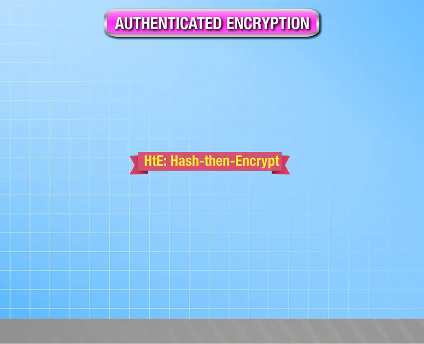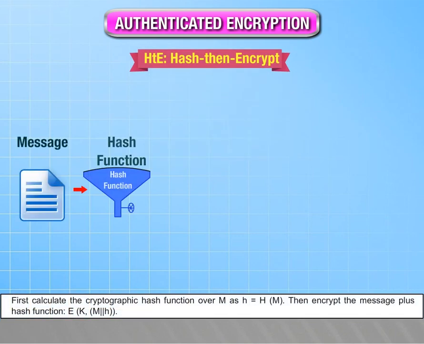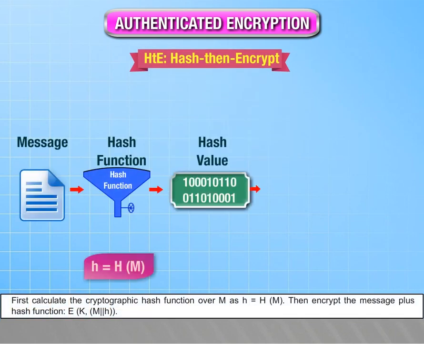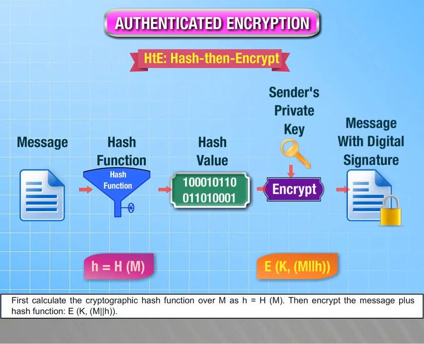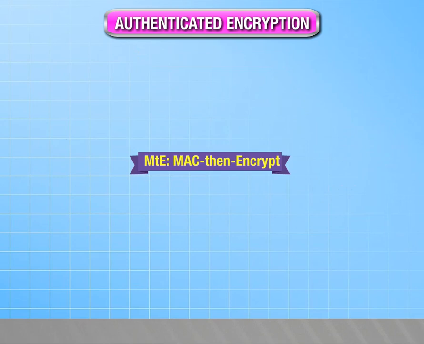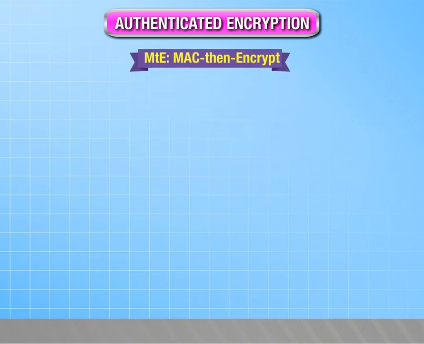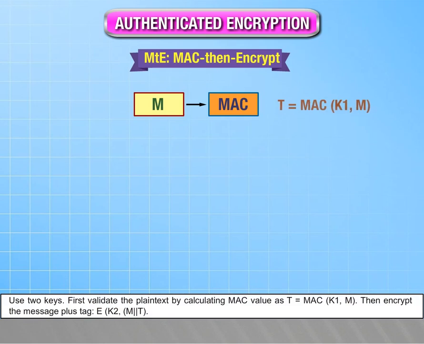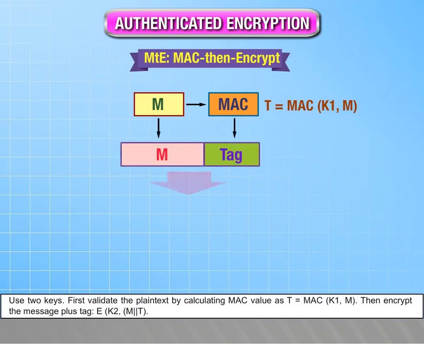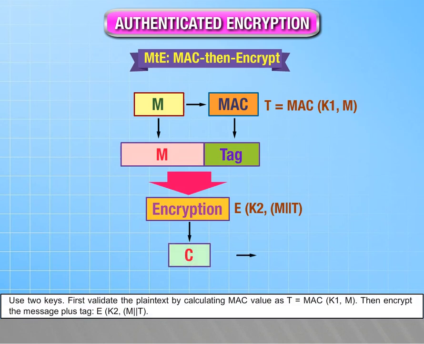HTE, hash then encrypt. First, calculate the cryptographic hash function over M as h = H(M). Then encrypt the message plus hash function: E(K, M || h). MTE, MAC then encrypt. Use two keys. First, validate the plaintext by calculating the MAC value as T = MAC(K1, M). Then encrypt the message plus tag: E(K2, M || T).